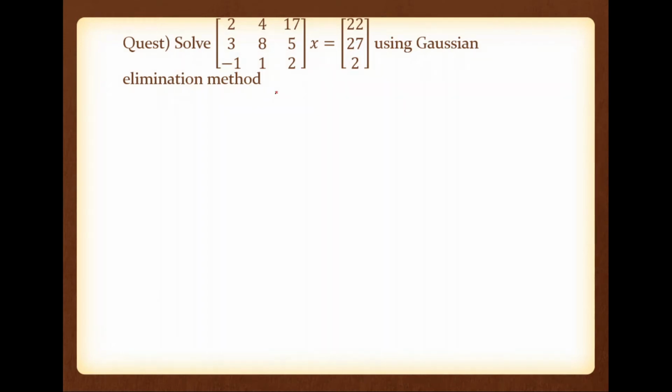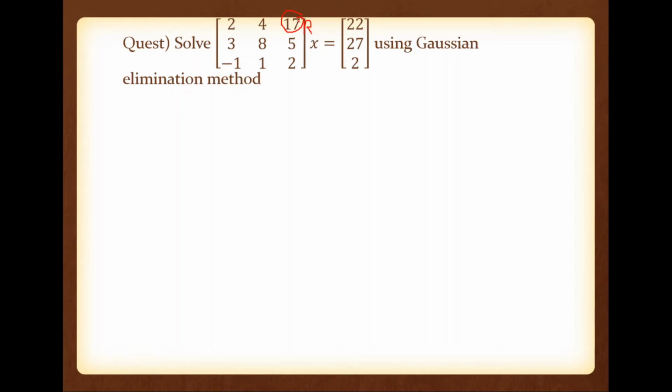Okay, so this is the first assignment question. You are asked to solve 2, 4, 17. Here, instead of 17, I had given capital R, then 385 minus 112, x is equal to 22, 27, 2 using the Gaussian elimination method. Please solve. Instead of 17, you have capital R and you are asked to substitute your roll number here.